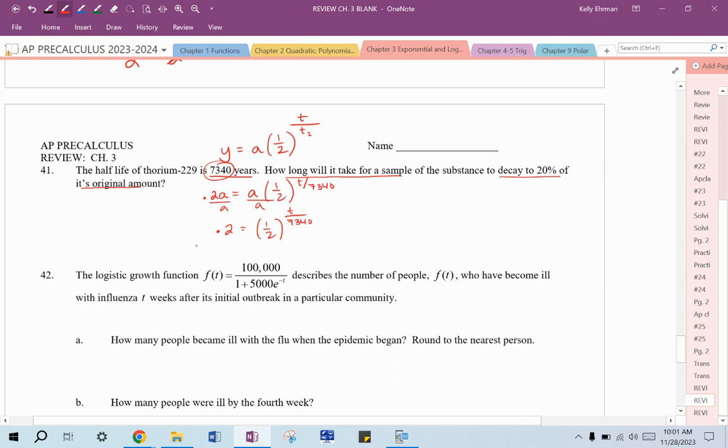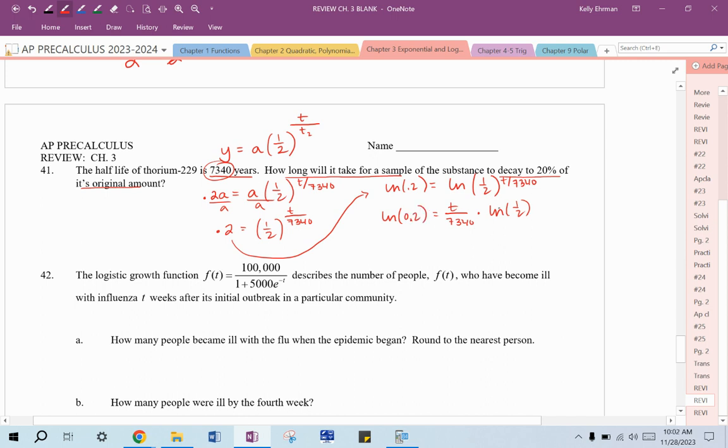I can natural log both sides. I can log base 1/2 both sides, whatever. You just have to be able to type it into your calculator. So I keep saying that. I like to just keep natural logging both sides. Makes things a bit more consistent. That way you're kind of doing the same thing over and over. I pull the exponent out in front. t over 7,340 times the natural log of 1/2 is equal to the natural log of 0.2.